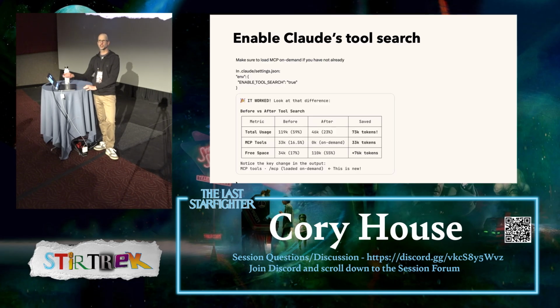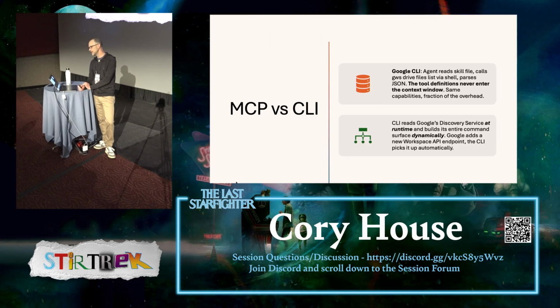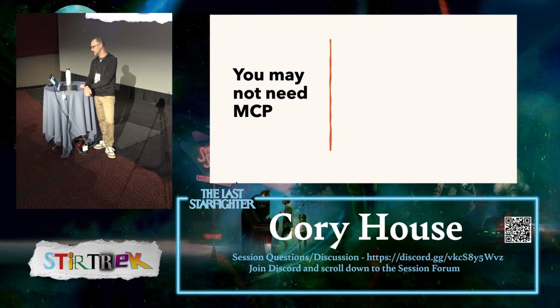Now, there are some solutions to this. Claude's tool search recently came out, which will largely avoid the token bloat issue. But in short, I would recommend using CLIs when you can. That's generally my preference, like Google's CLI agent. Notice what it says here. The tool definitions never enter the context window if you use the CLI. It is discovering at runtime, and it's discovering it dynamically. So the CLI is pretty nice that way.